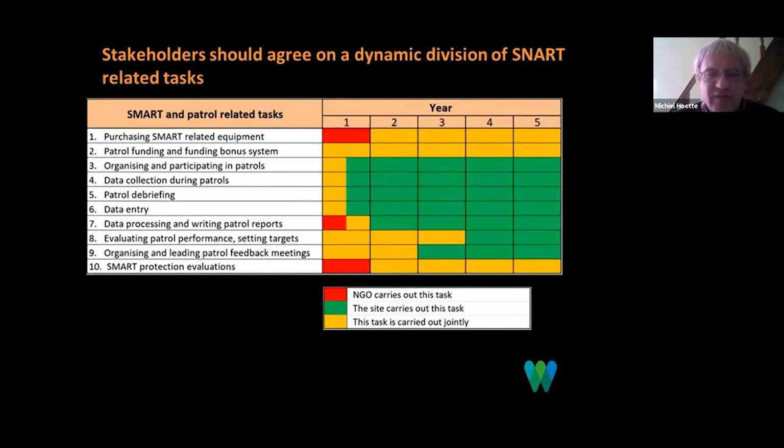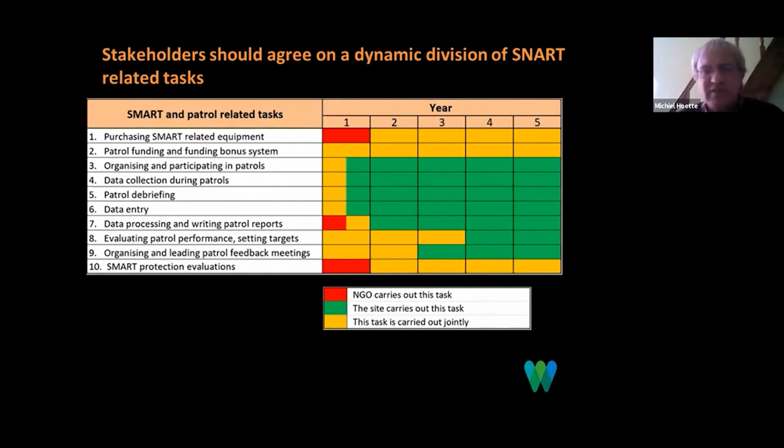So you have basically two organizations involved, the NGO and the site, and you just map who is going to do what, and you make it dynamic. Like in the first year, the NGO provides a lot of support. But eventually you would like to see things become more and more green, because green here in this picture means that the site starts to carry out those tasks.